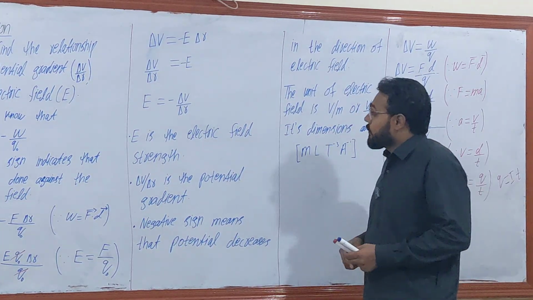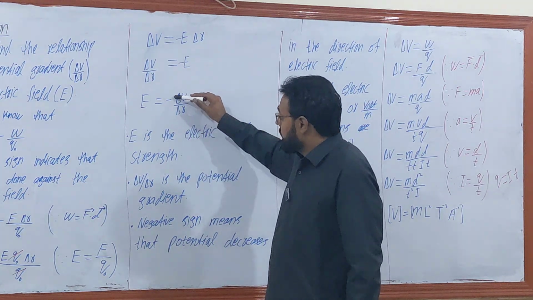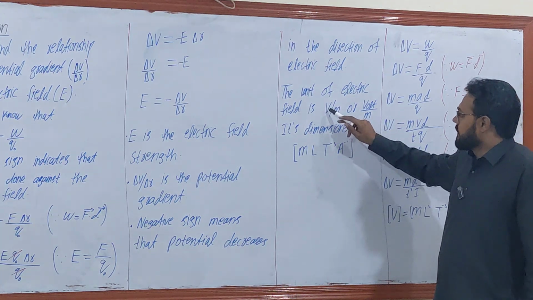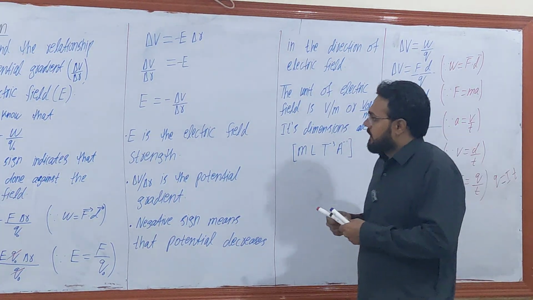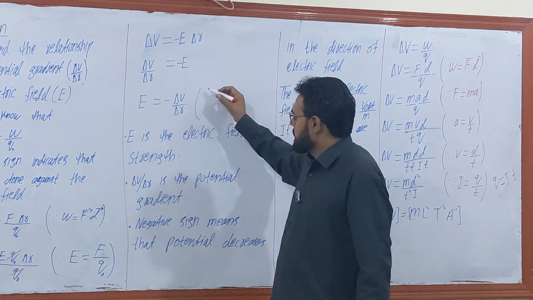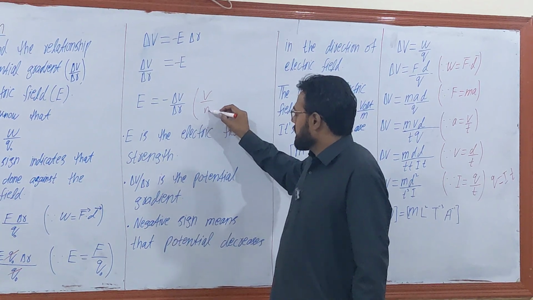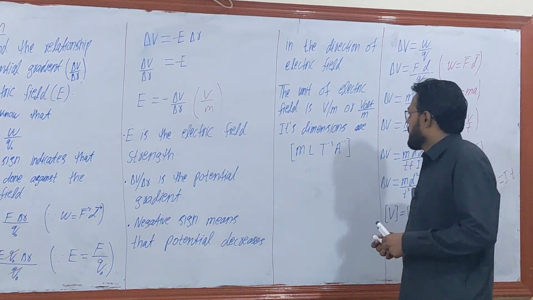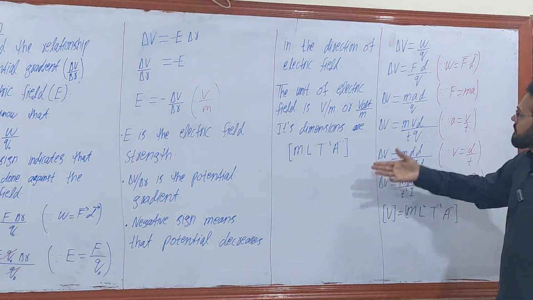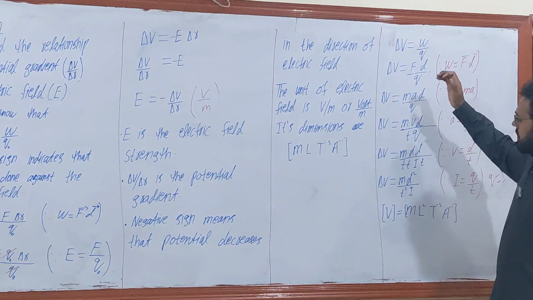Units. Unit of potential gradient: potential difference is measured in volt, distance is measured in meter. So the unit is volt per meter. Unit of potential gradient or electric field strength: potential difference is measured in volt, distance is measured in meter, so the unit is volt per meter. Now the topic is completed. The next part is the derivation for the dimensions.